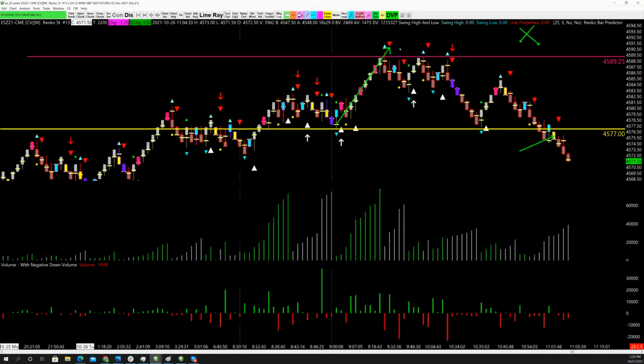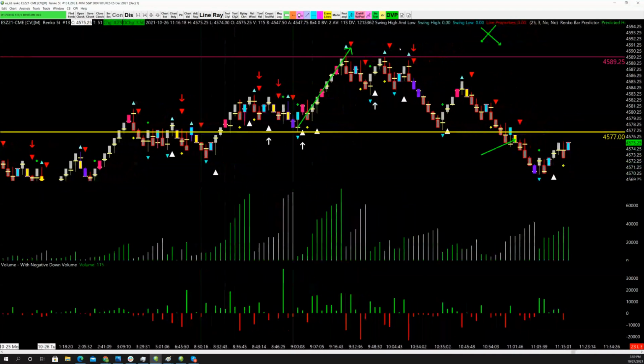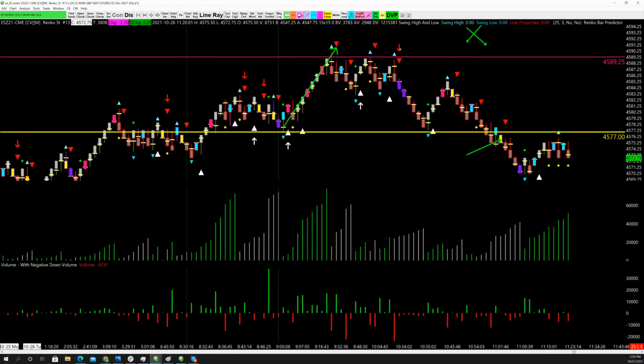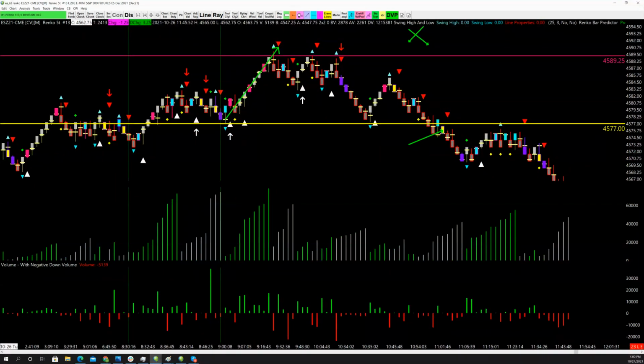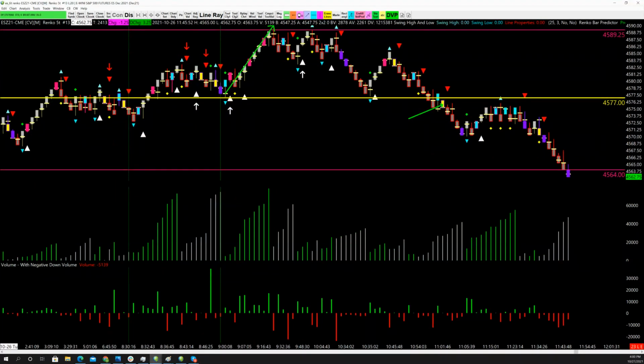Okay, so now we're looking. Nothing, nothing, nothing. It comes back up to test all those bars right there. See how you get a speed bar, and it gets stuffed with three of these diamond bars right in a row?